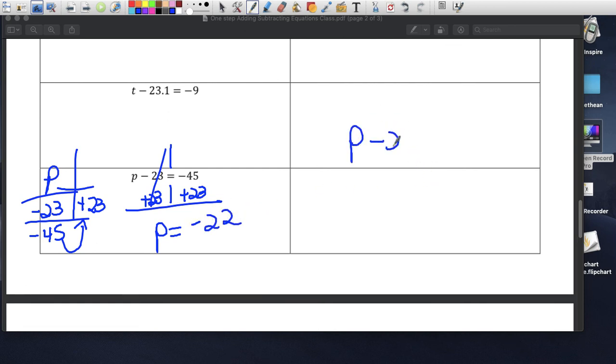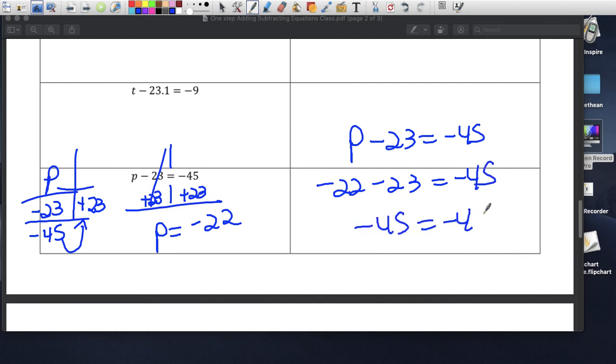Check. P minus 23 equals negative 45. So negative 22 minus 23 equals negative 45, and these two added does equal negative 45, which equals negative 45 on the other side. So, all right. Answer of P equals negative 22 is correct.